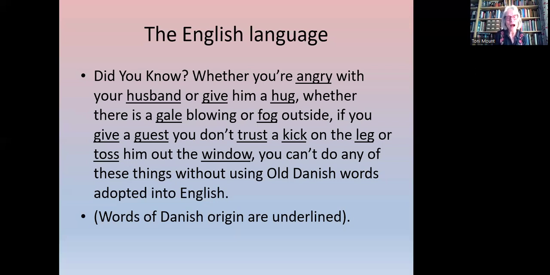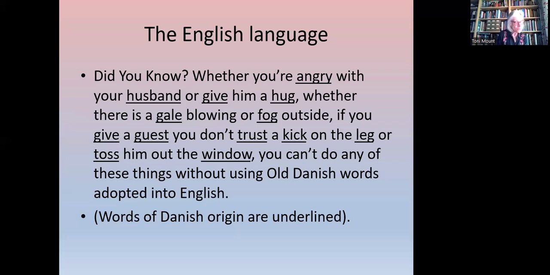So whether you're angry with your husband or give him a hug, whether there's a gale blowing or fog outside, if you give a guest you don't trust a kick on the leg or toss him out the window, you can't do any of those things without using old Danish words adopted into English. But sometimes both the English and Danish words still remain in use, but take on slightly different meanings.